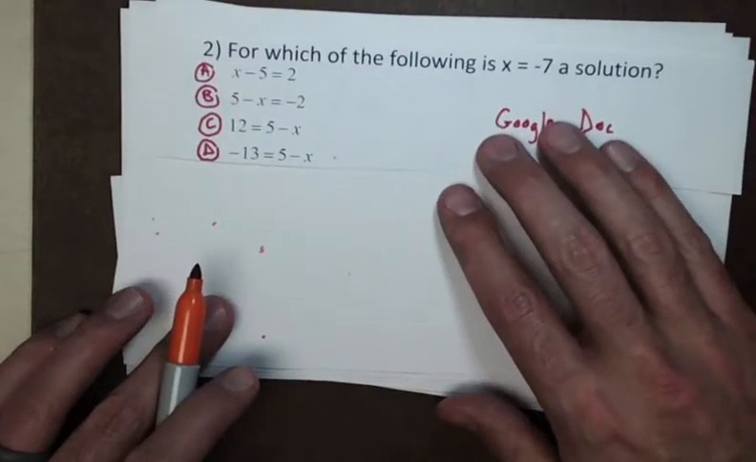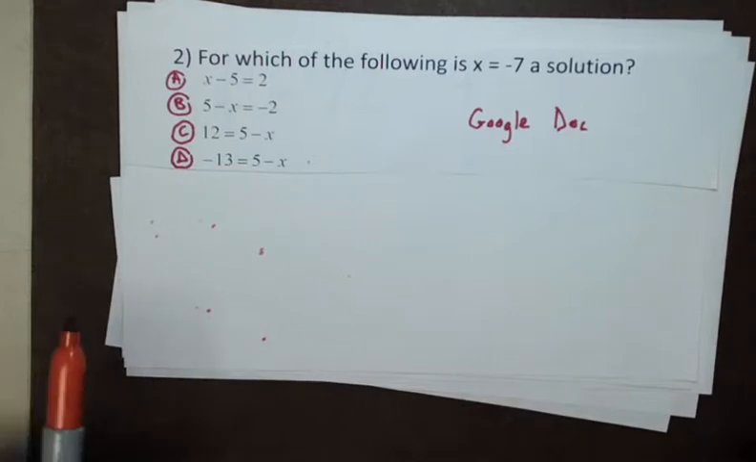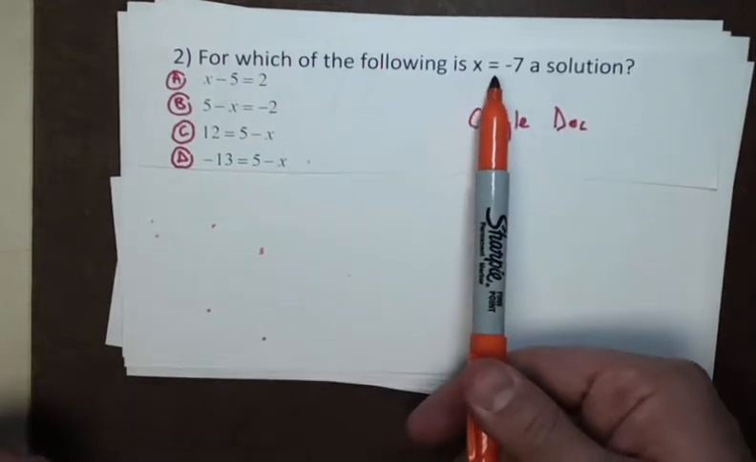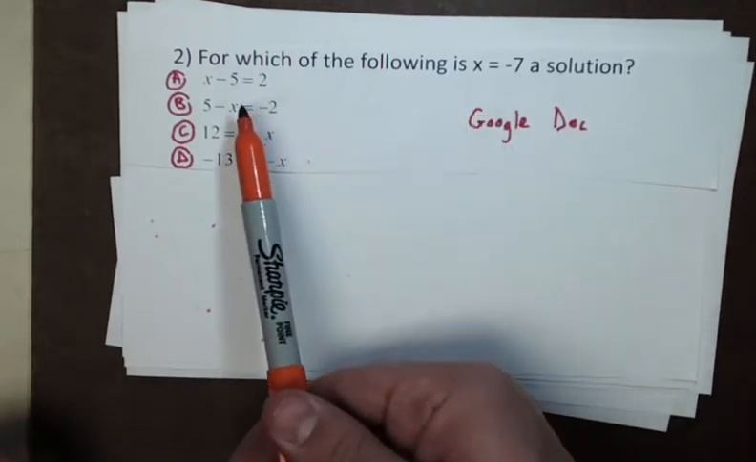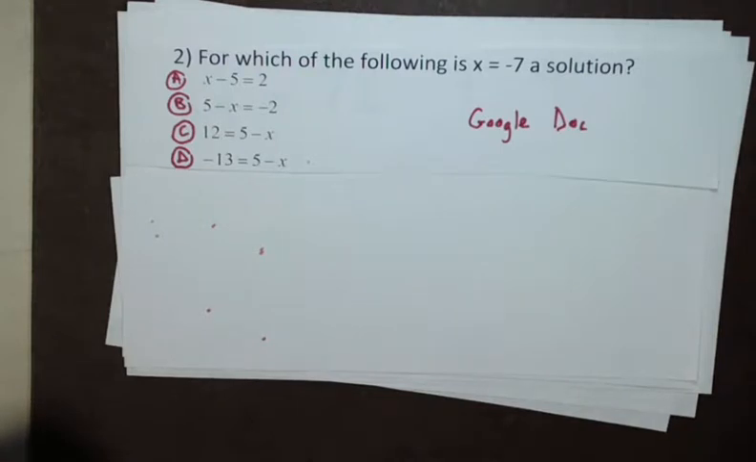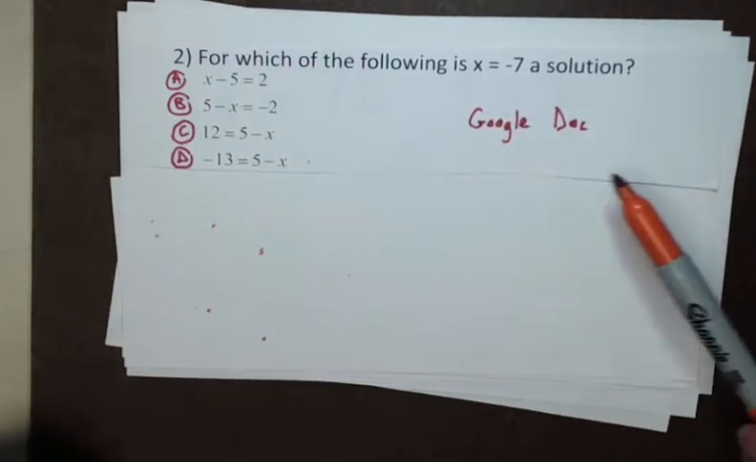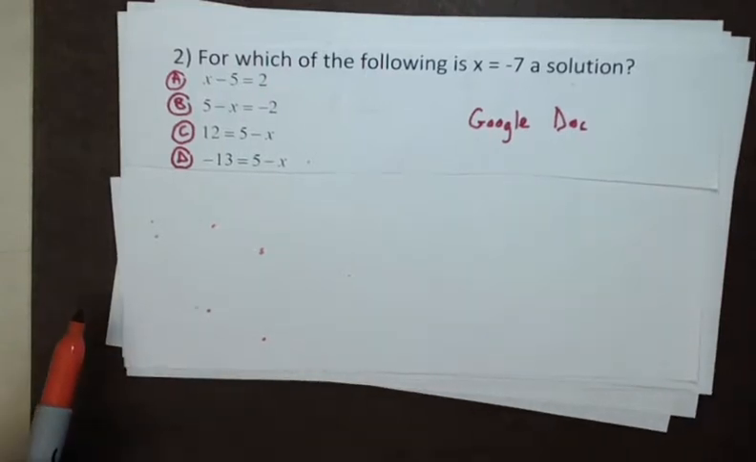Google Doc question number 2. Go ahead and pause the video and determine when x equals -7 is the solution. For which one of these expressions or equations would this be a solution? And then you're going to put that in the Google Doc at the end of the video.